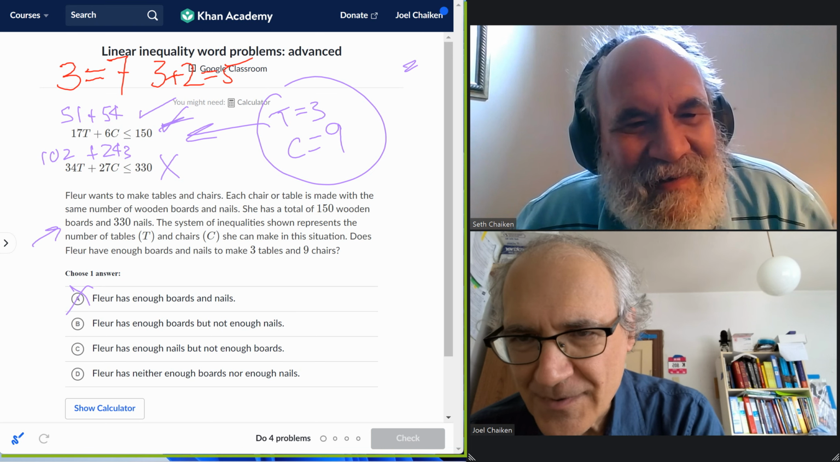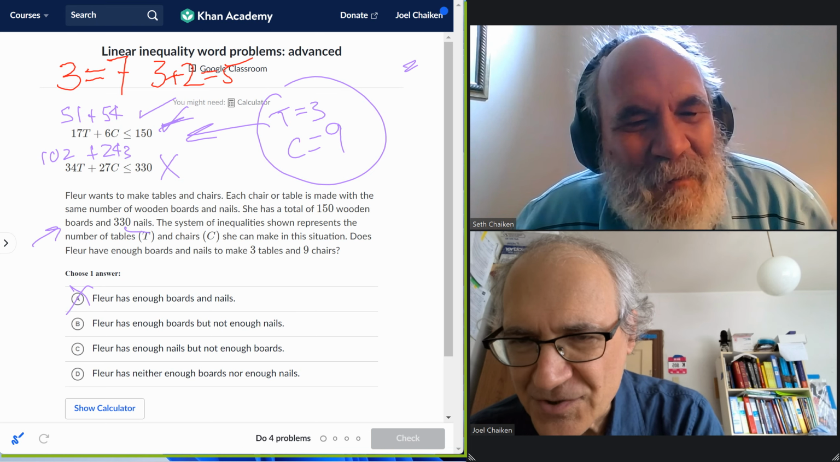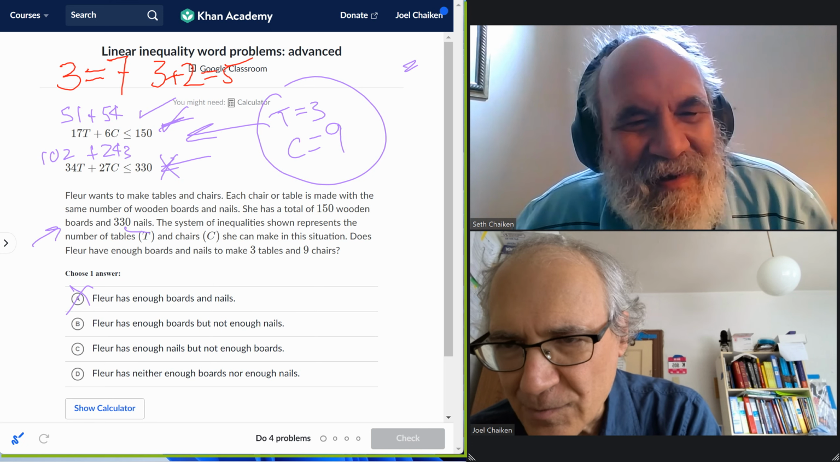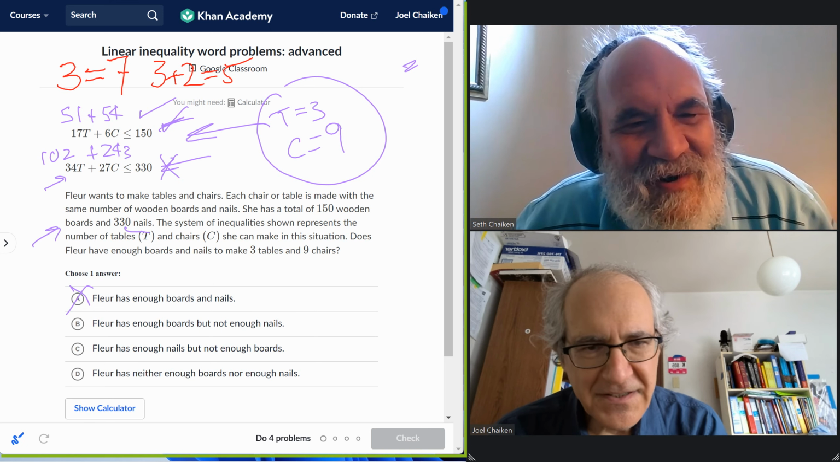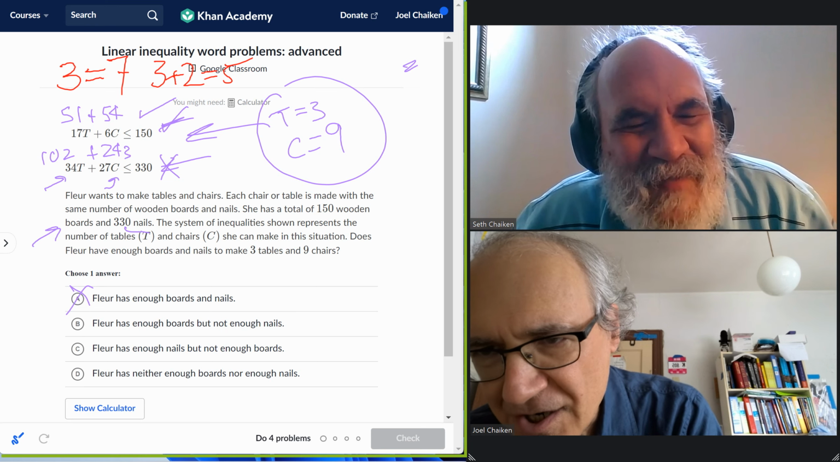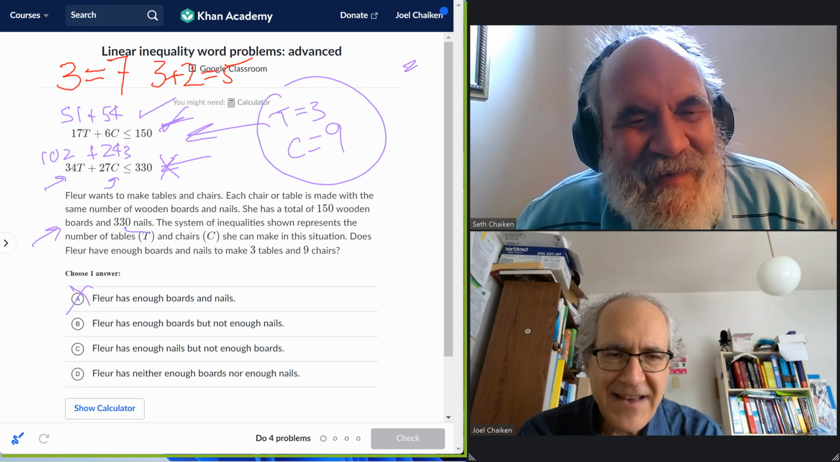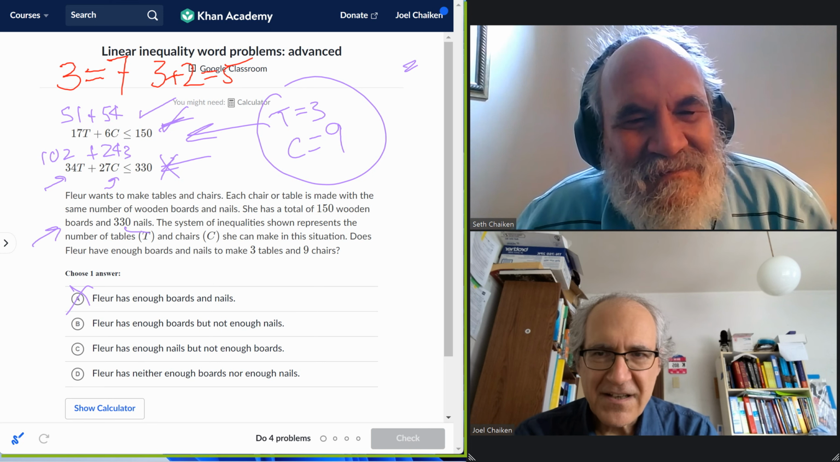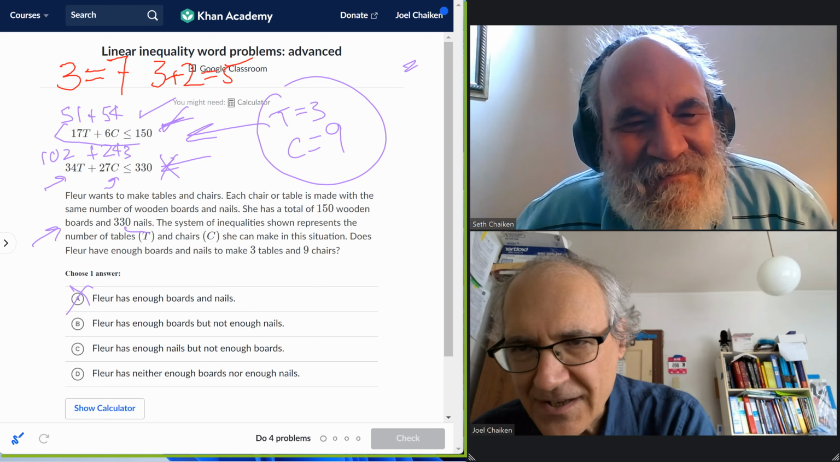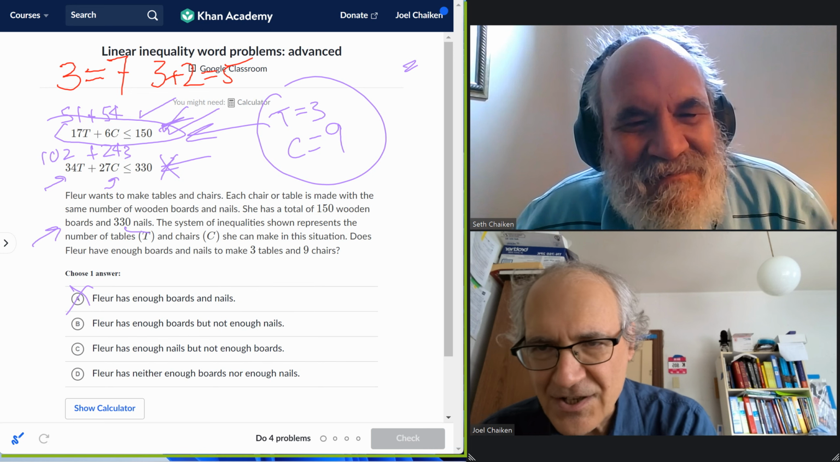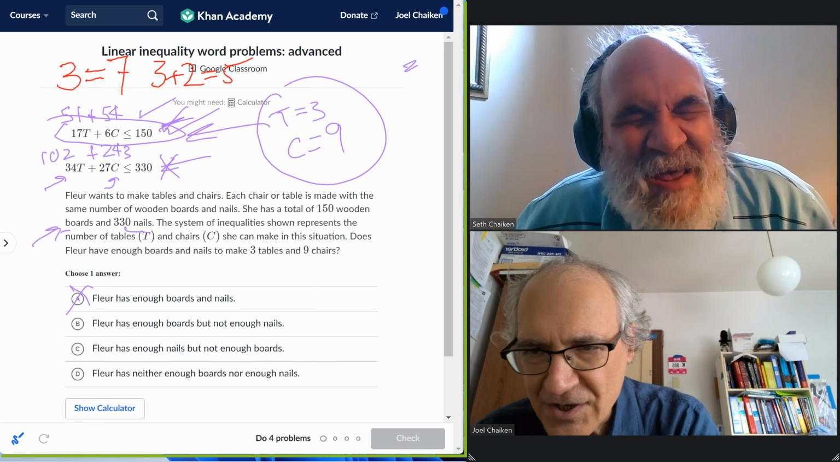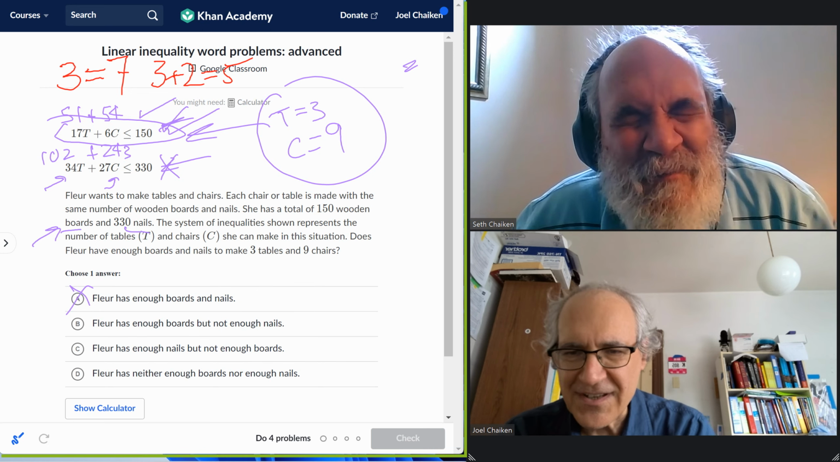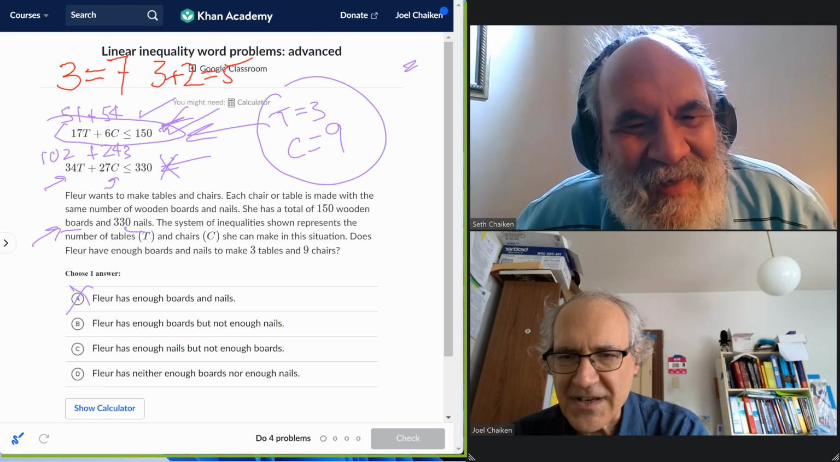We did the board situation. Now let's investigate the nail situation. Now that I made the mistake once, each table requires 34 nails, and each chair requires 27 nails. So it looks like this satisfies the boards inequality. You have enough boards, but not enough nails.